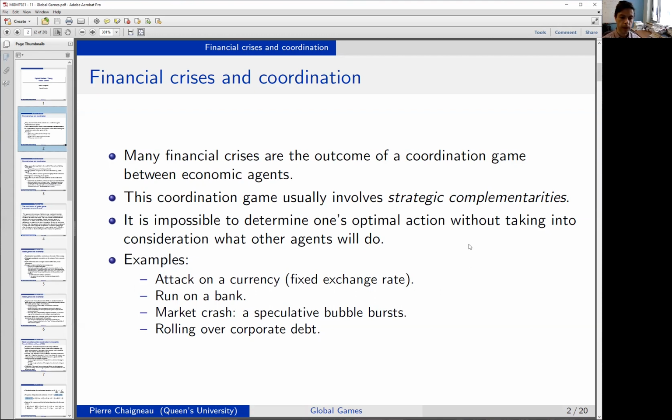When figuring out my optimal action, I want to understand what other people are doing as well. So we saw an example with the run on a bank. There are several other examples. We'll study today also an attack on a currency, and also applications for rolling over corporate debt, especially short-term debt.